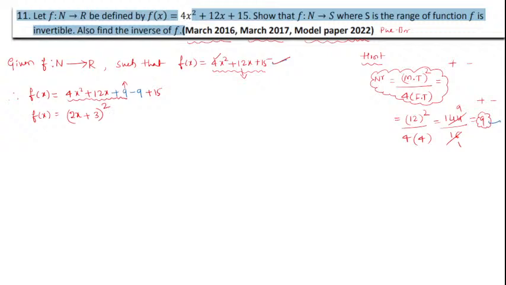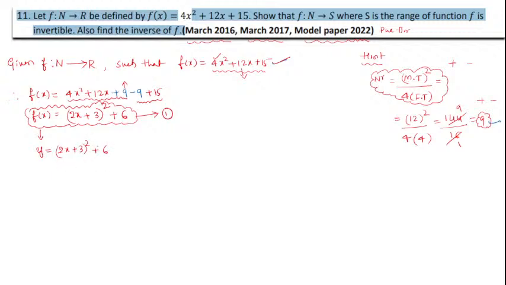If you expand it, you will get 4x square plus 12x plus 9. And the remaining part is what? 15 minus 9. So 15 minus 9 will be plus 6. Now take this as your original function f of x as equation number 1. That is, f of x is equal to 2x plus 3 whole square plus 6. Then in the next step, as I told you, write your f of x as y. So y is equal to 2x plus 3 whole square plus 6.